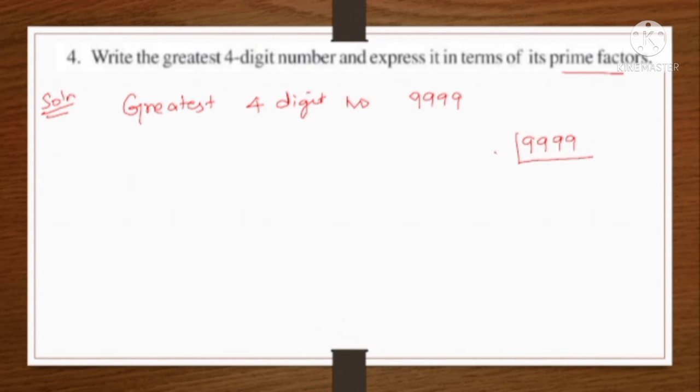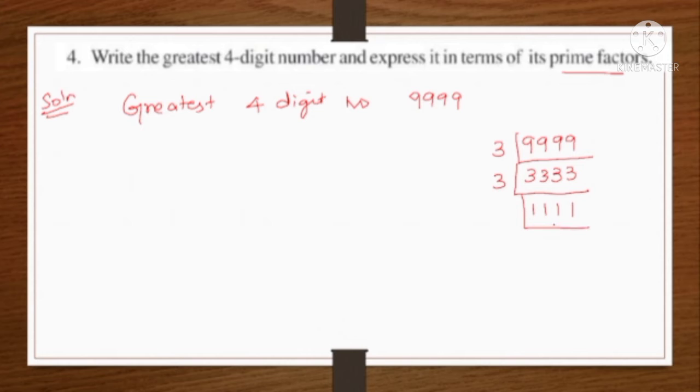9999. So let us start dividing with the 3 table. 3 3s are 9, 3 3s are 9. Once again, 3 3s are 9, 3 3s are 9. Now once again we can divide with 3. 3 1s are 3, 3 1s are 3.